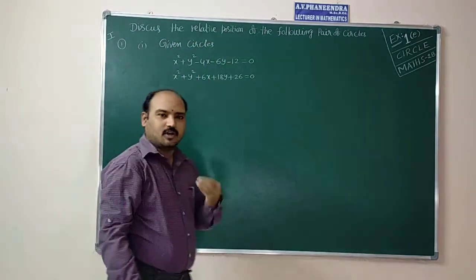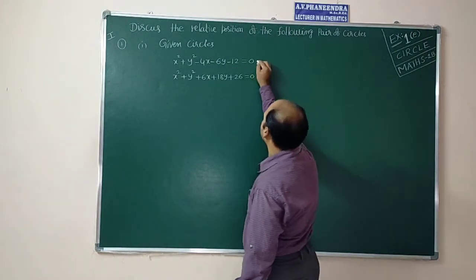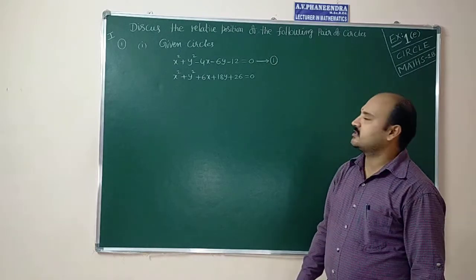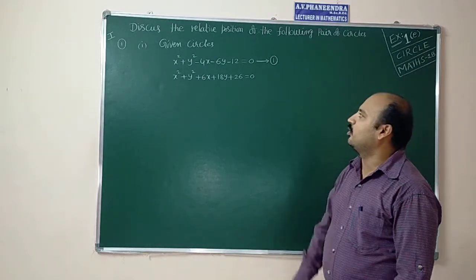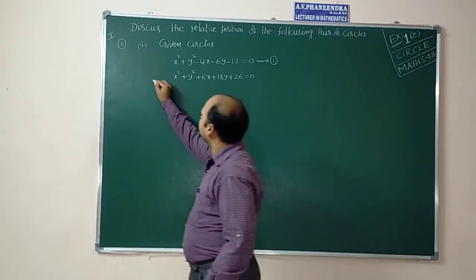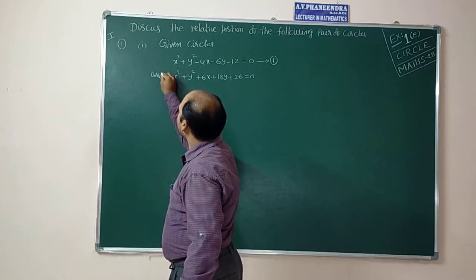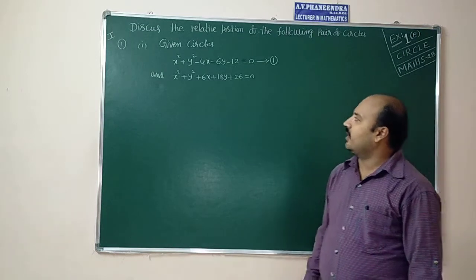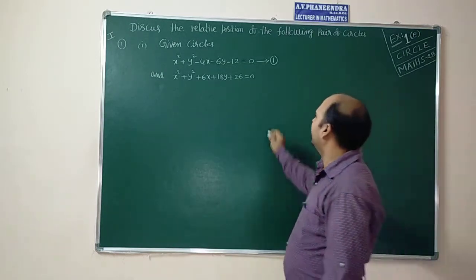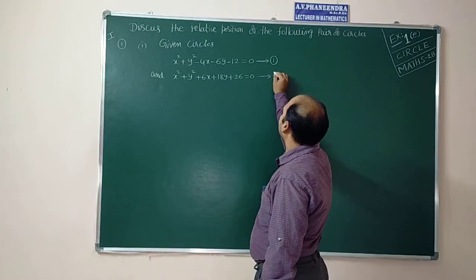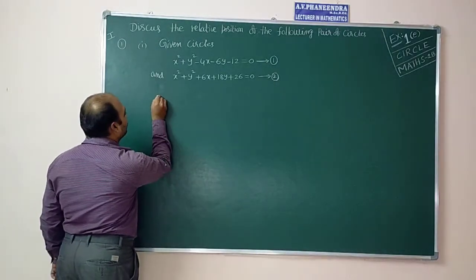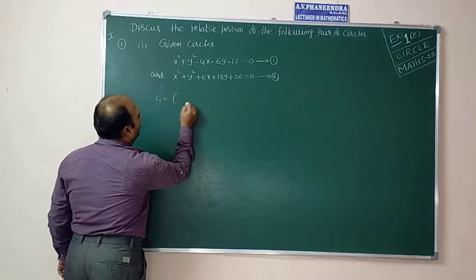Give the names equation 1 and equation 2. First equation: x square plus y square minus 4x minus 6y minus 12 equal to 0, and x square plus y square plus 6x plus 18y plus 26 equal to 0, equation number 2.